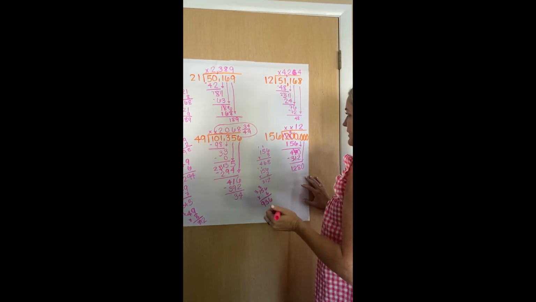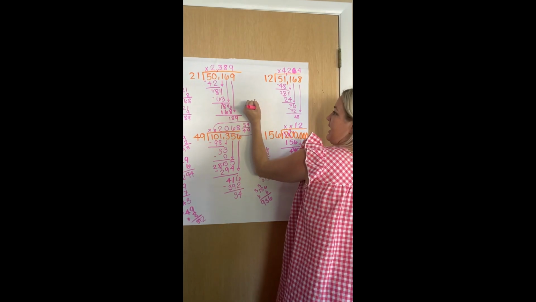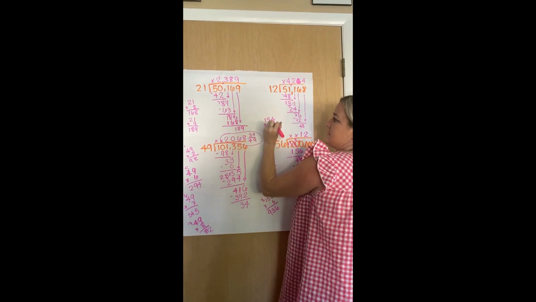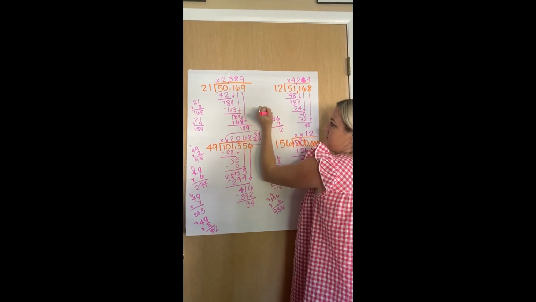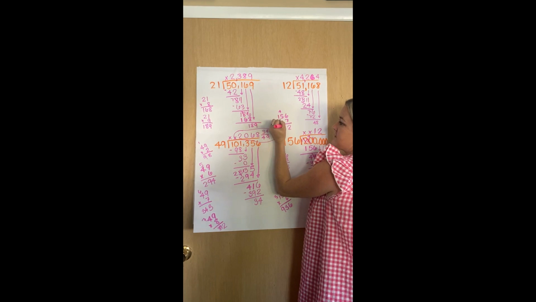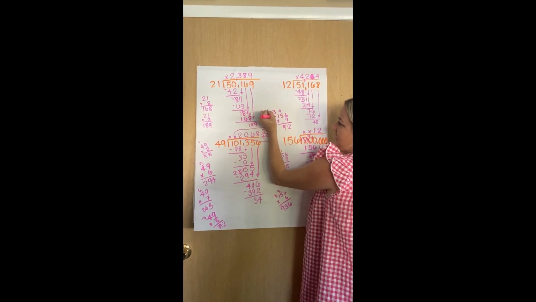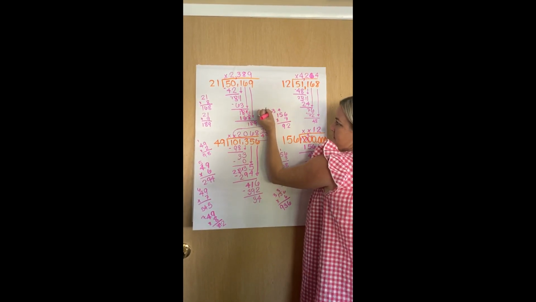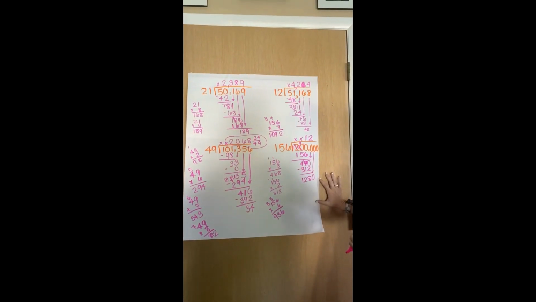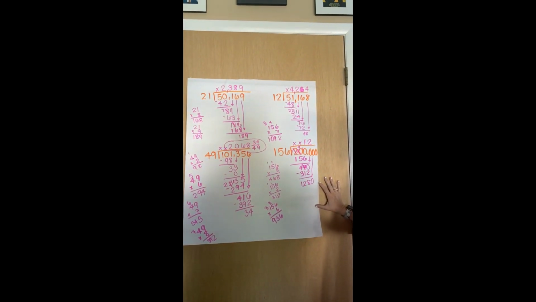So I'm going to try 156 times 7. I'm going to actually put it up here. I have so much multiplication. 6 times 7 is 42. I'm going to put my 2 and carry my 4. 7 times 5 is 35, plus 4 is 39, carrying my 3. And then 7 times 1 is 7, plus 3 is 10. So I have 1,092. And I would say, can I go higher? What do you guys think?